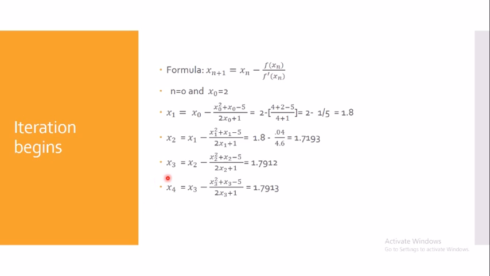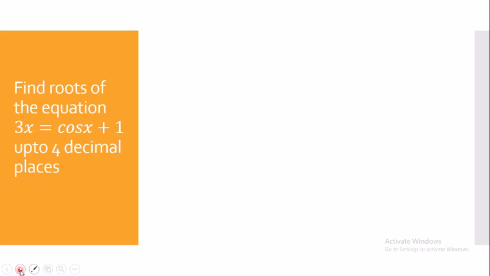Okay, so next, just check whether x2 and x1 both are equal. No, so you have to do one more iteration, that is x3. Now similarly you find out x3, you will get 1.7912. Okay, so again you will have to do another iteration, that is x4. There you will get 1.7913. So here the three decimal places are the same, that is x3 and x4 are the same. Hence the root for this problem, or the solution for this problem, is 1.791.